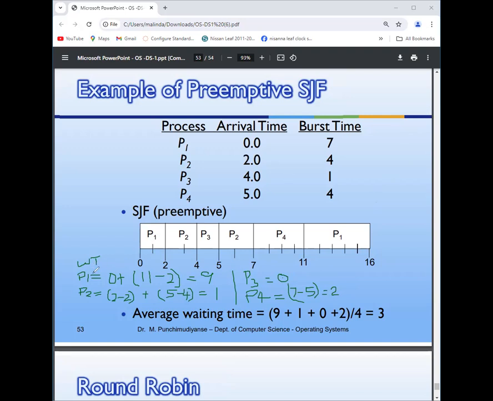So the total waiting times are calculated like this for P1, P2, P3, and P4. Then the average waiting time is 9 plus 1 plus 0 plus 2 divided by 4. That is 12 divided by 4, which is 3. So this is the average waiting time for the preemptive shortest job algorithm for the given question. Is that clear?